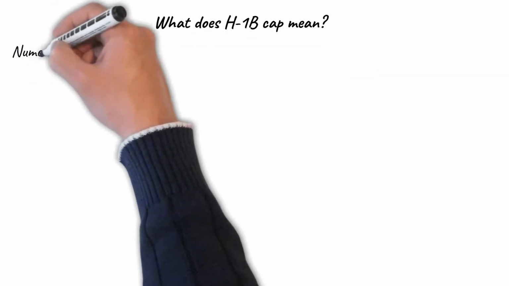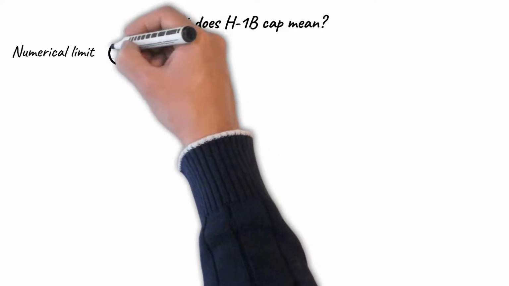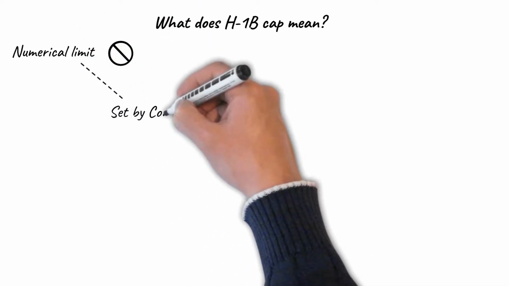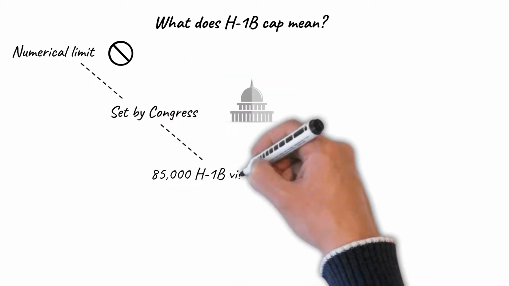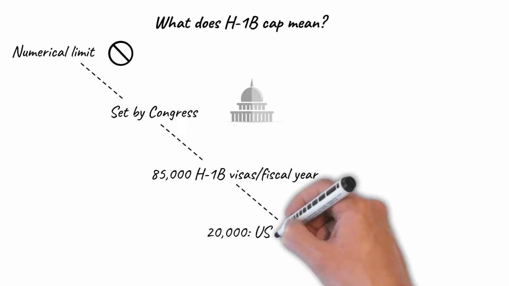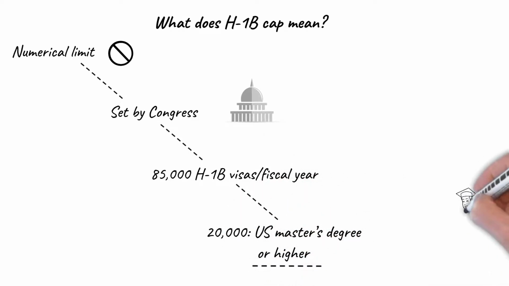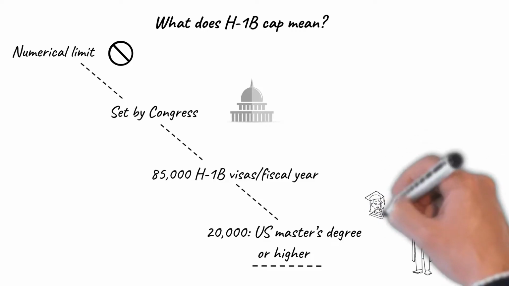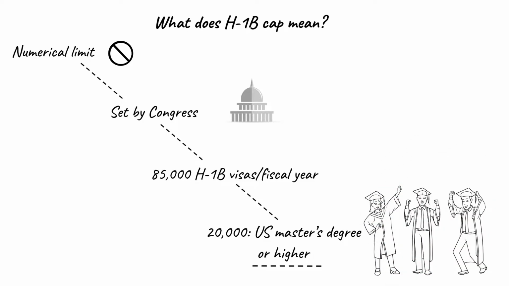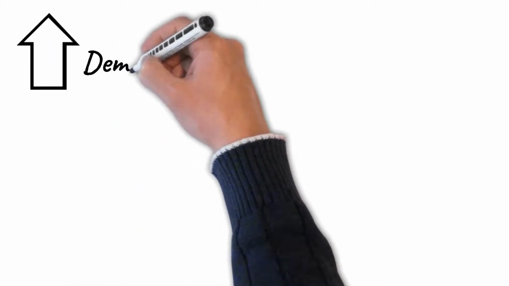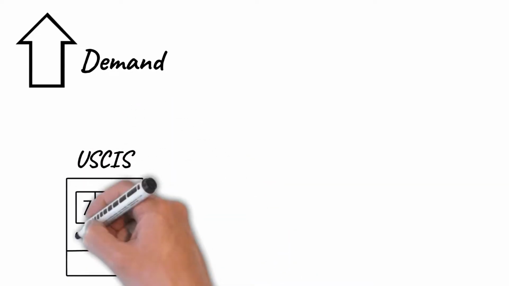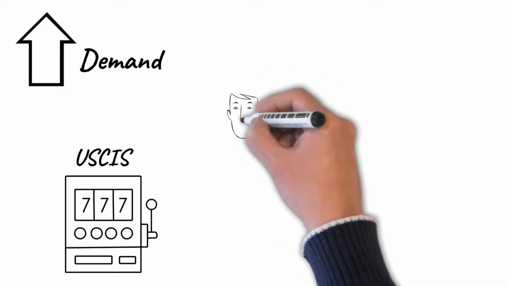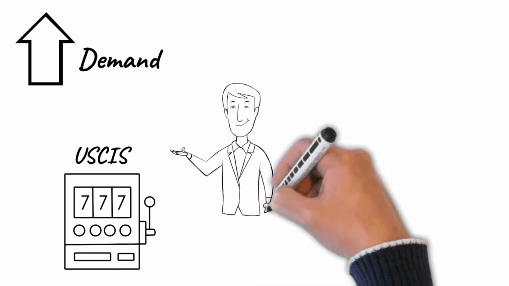So, what does H-1B CAP mean? There is a numerical limit, or cap, to the number of H-1B visas that are available each fiscal year. This cap is set by Congress. Each fiscal year, 85,000 H-1B visas are available, with 20,000 of these reserved for foreign nationals with a U.S. master's degree or higher from a qualifying accredited institution. Normally, there is more demand each year than there are new H-1B visas available. So USCIS runs a randomized lottery to select H-1B registrants. Employers are eligible to file an H-1B petition for individuals that are selected in the lottery.